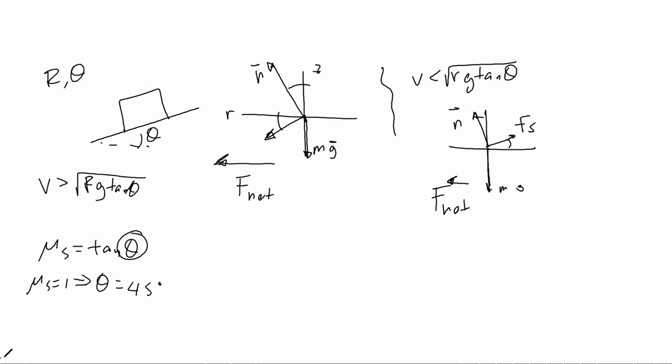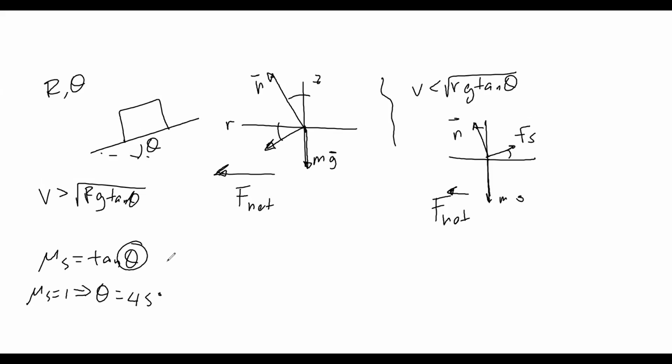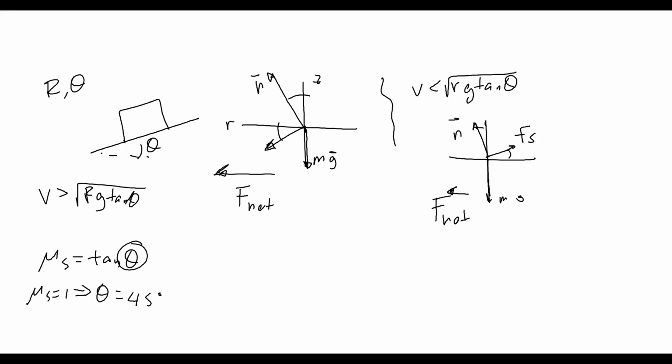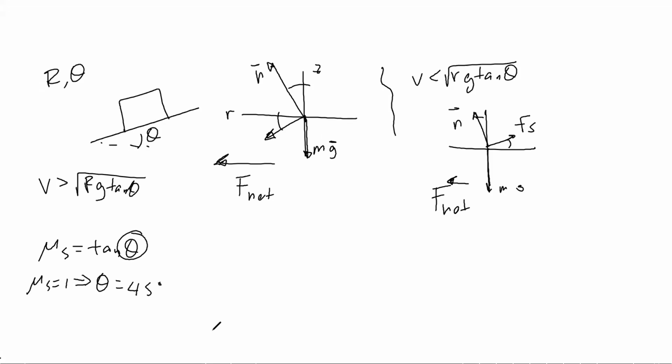So if you're on an incline that is less than 45 degrees, then there is no minimum speed that you need to take it, but there is a maximum speed with which you can take it. And you're going to slip and drift upward.